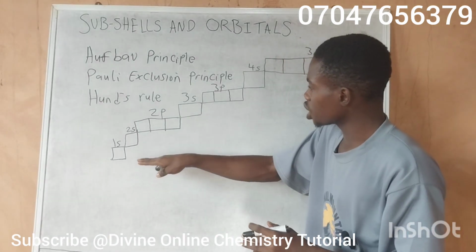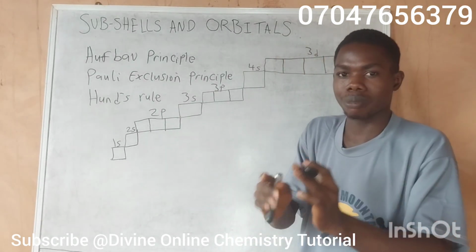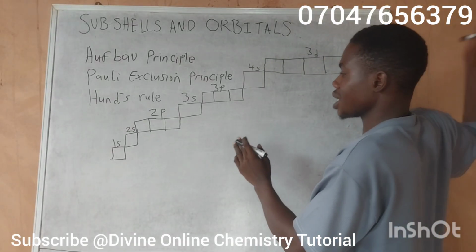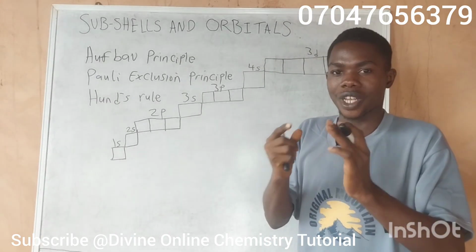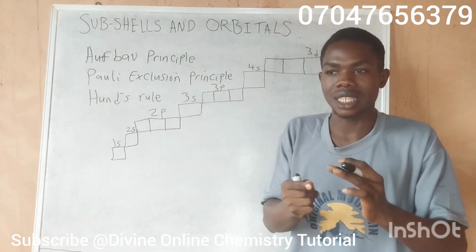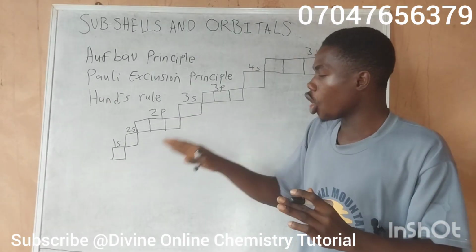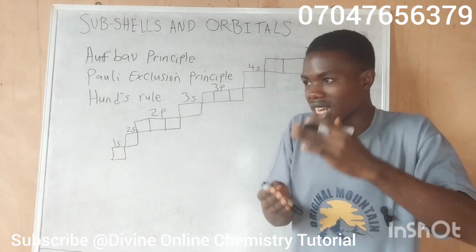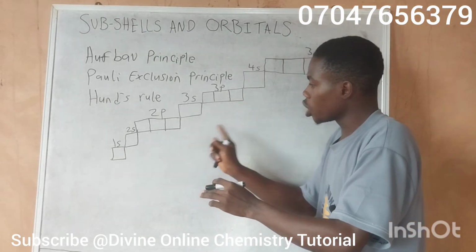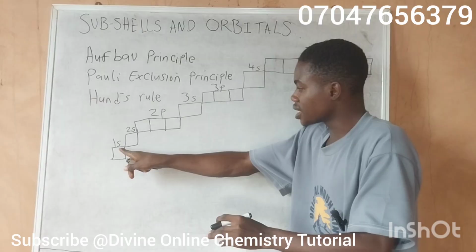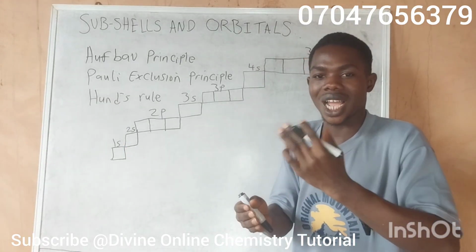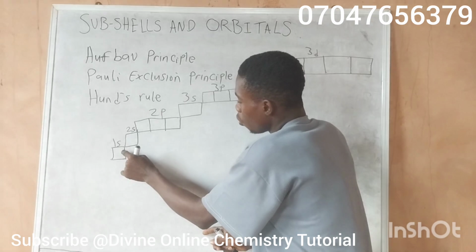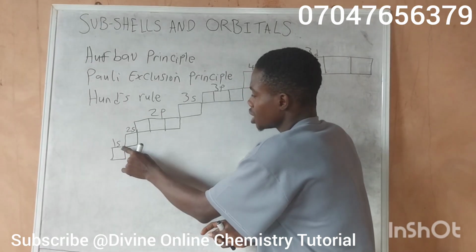Like I said earlier, I'm dealing with the first 20 elements. That's the reason why I stopped here; it still extends from here. The Aufbau principle states that when filling electrons in orbitals, you must start with the orbital with the lowest energy level, and the orbital with the lowest energy level here is the 1s. So we start filling with the 1s.